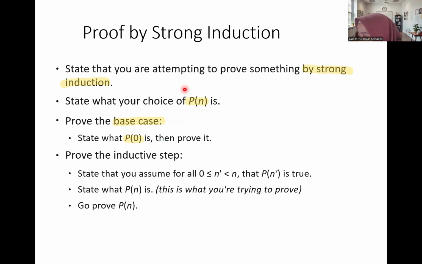Then prove the inductive step. We state that you assume for all n' with 0 less than or equal to n', which is also less than n, that Pn' is true. State what Pn is, and we can prove Pn. Remember the keyword here is n', which is less than n.